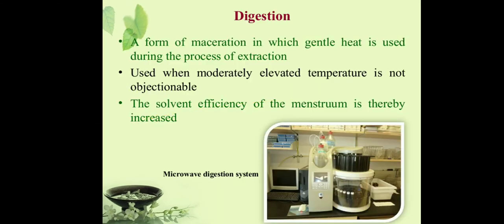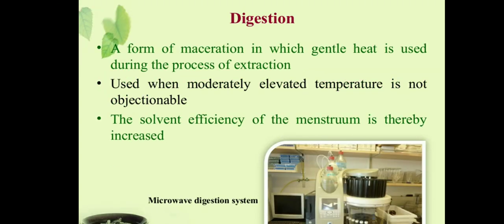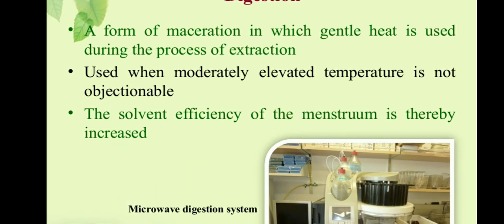Now this is the digestion method. We extract the phytochemicals with the help of digestion. It is a form of maceration in which gentle heat is used during the process of extraction. It is used when a moderately elevated temperature is not objectionable, and the solvent efficiency of the menstruum is thereby increased.